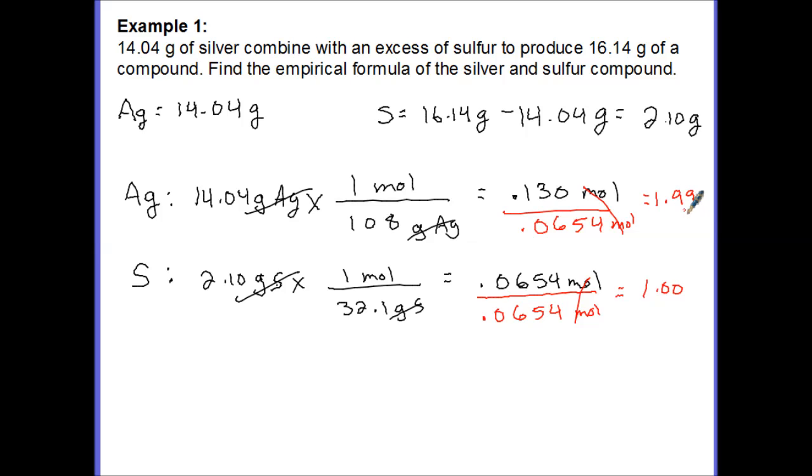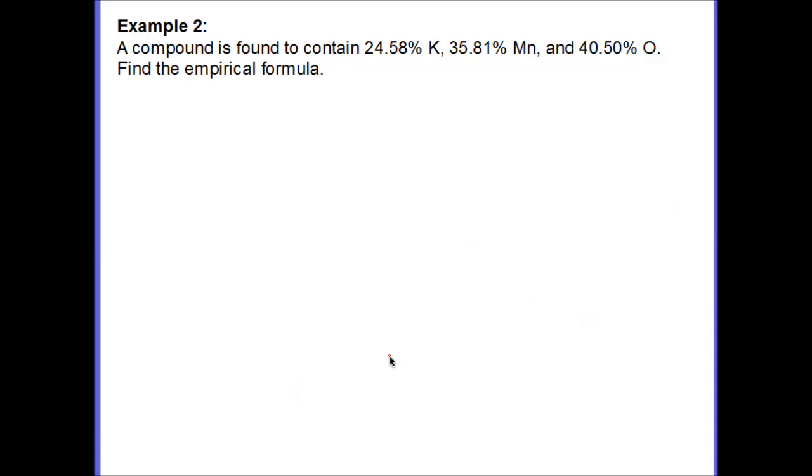Now that's within 0.05 of a whole number, so what we're going to do is round this up. So that actually becomes 2. Now these numbers right here, that is 1. These numbers right here are actually our subscripts for the elements. So for Ag, there's a 2, and for sulfur, there's a 1. But we don't have to put that. So my formula is Ag2S1, or Ag2S.